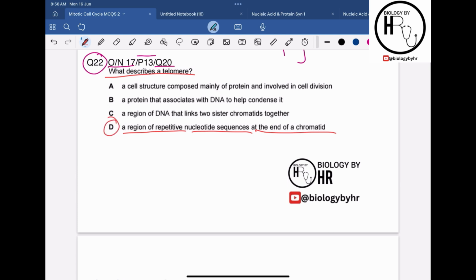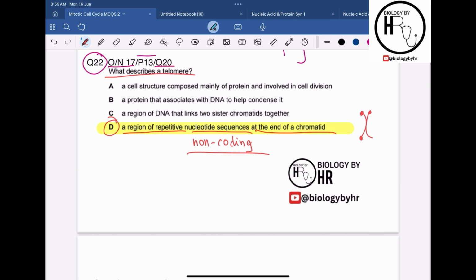So the correct answer here would be option D. The telomeres are the region of repetitive nucleotide sequences which are non-coding. They do not code for a specific protein, right? They are found at the end of each sister chromatid.